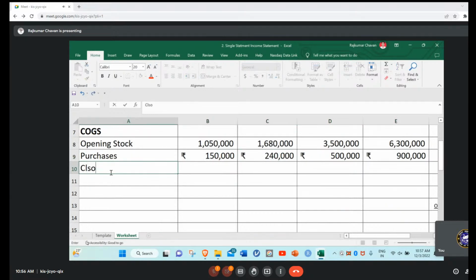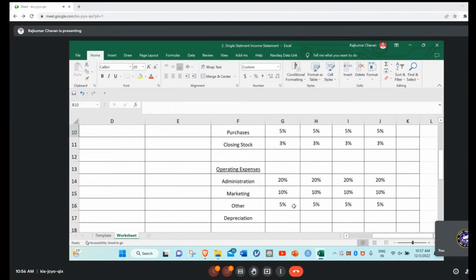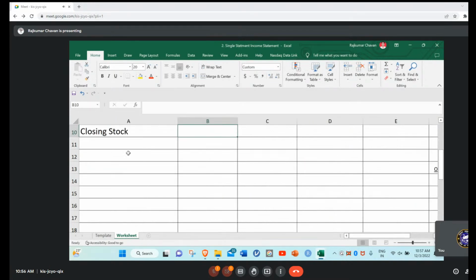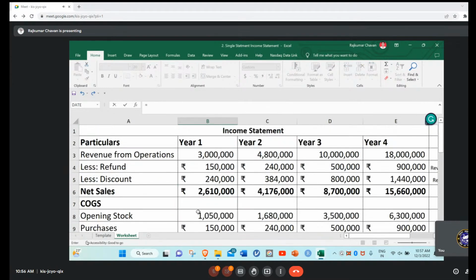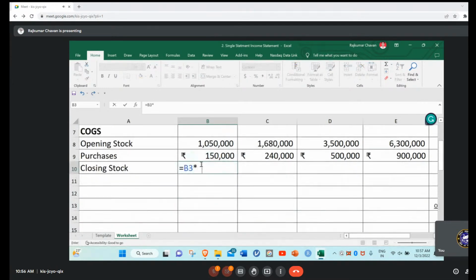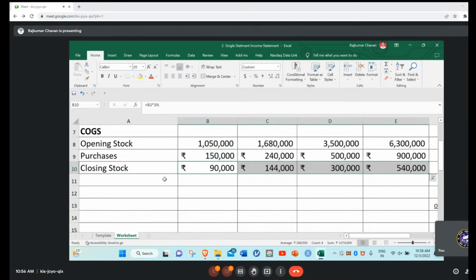Closing stock. So let us write here closing stock. How to calculate closing stock? Now first we should see what information they have given. Closing stock is how much percent? 3%. So let us take here closing stock is equal to 30 lakh into 3%. So you will get how much? 90,000. Now what we should do? Drag it on the right side.